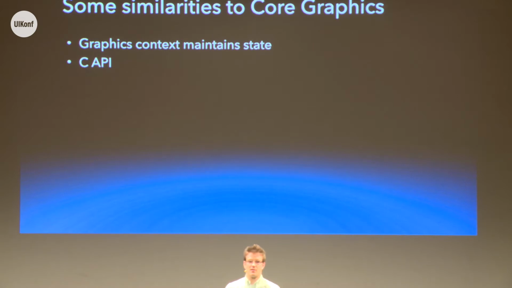So at first glance, OpenGL looks a little bit like core graphics. You have a graphics context or a rendering context that you change the state of, and it maintains that state. And you send commands to it that are interpreted and executed using a C API. But of course, the two of them aren't really similar.